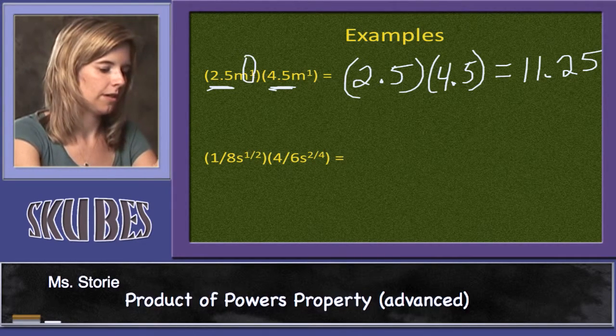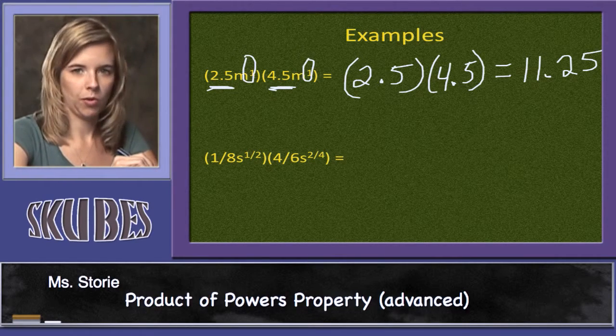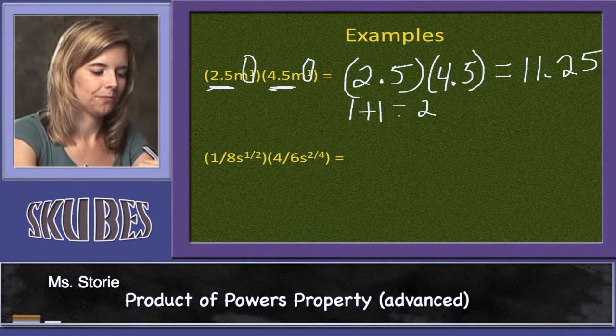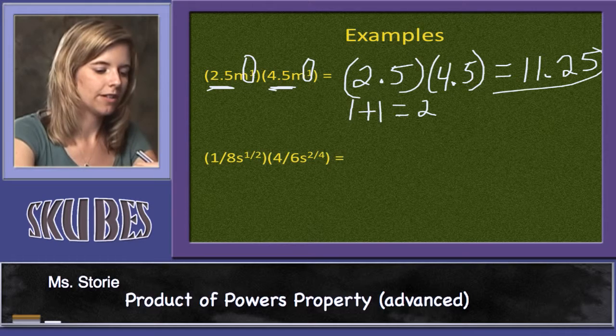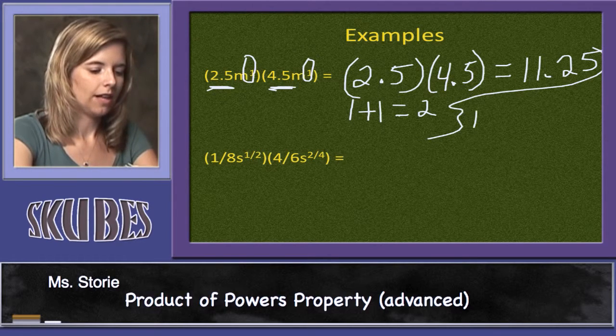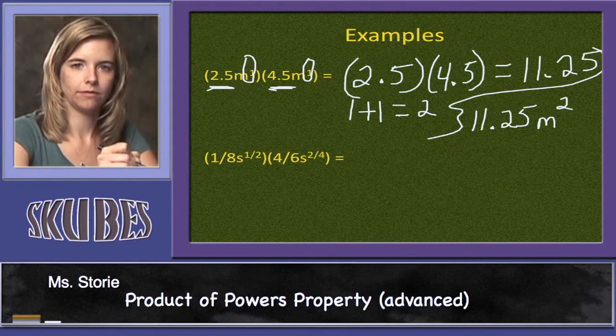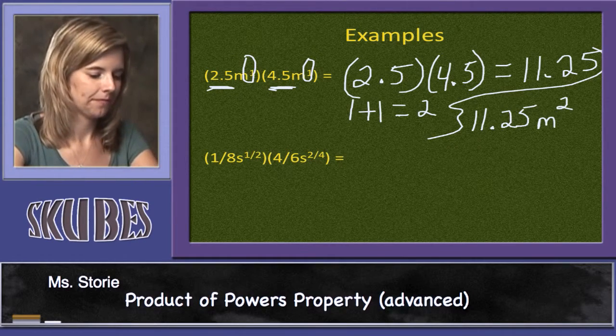Now here comes the weird one, it's the exponents. You don't multiply them, you add them. So 1 plus 1 is 2. So your final answer is going to actually be 11.25 m to the 2nd, or m squared, which either way is correct.